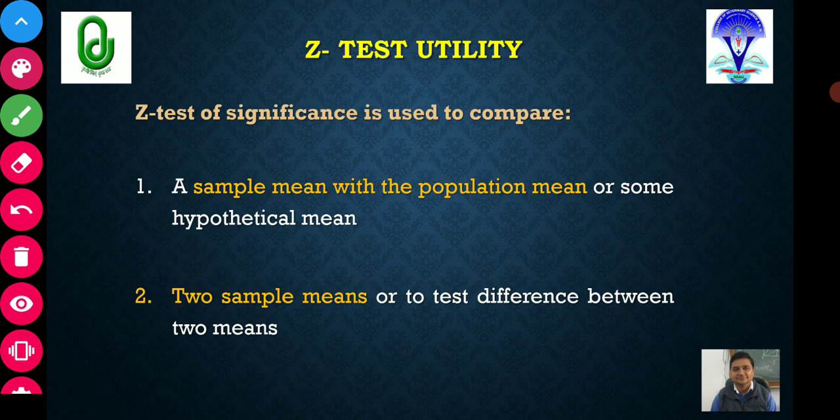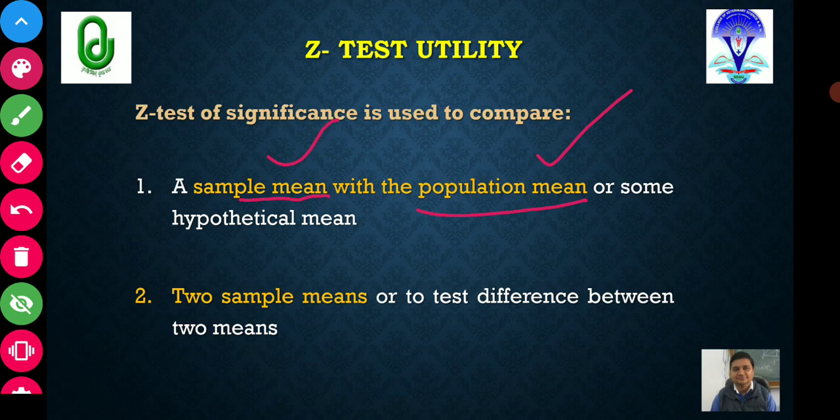Now, what is the utility of Z test? Z test of significance is used to compare. Whenever we have to compare something, you have to think of Z test. In these two conditions when we are using Z test, what do we compare? A sample mean with a population mean. You have been given the sample mean and population mean, and you want to test whether this sample mean and population mean are significantly different or are one and the same.